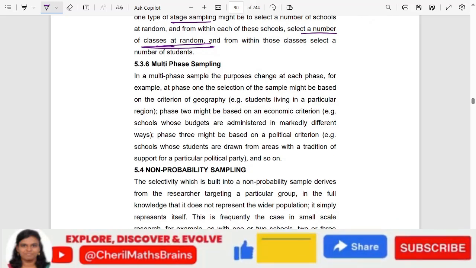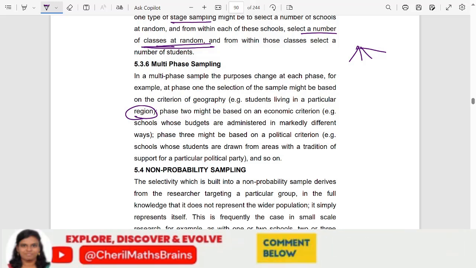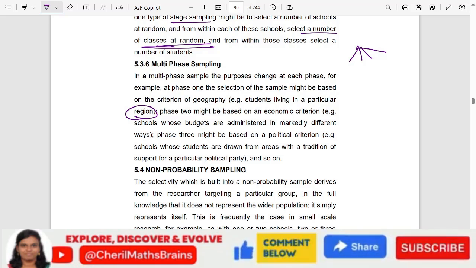Multi-phase sampling is you are going to do a few more, you are going to divide and then check on various other things, like in a particular region alone. So in schools, not everybody will be from the same location. There they will be from urban and semi-urban locations, there is a possibility. So from that I can take their economic criterion, or political criterion from areas where they have a particular political party being dominant.